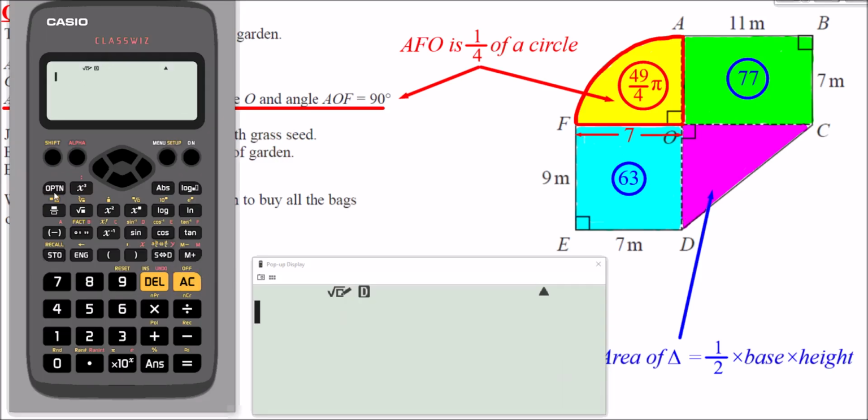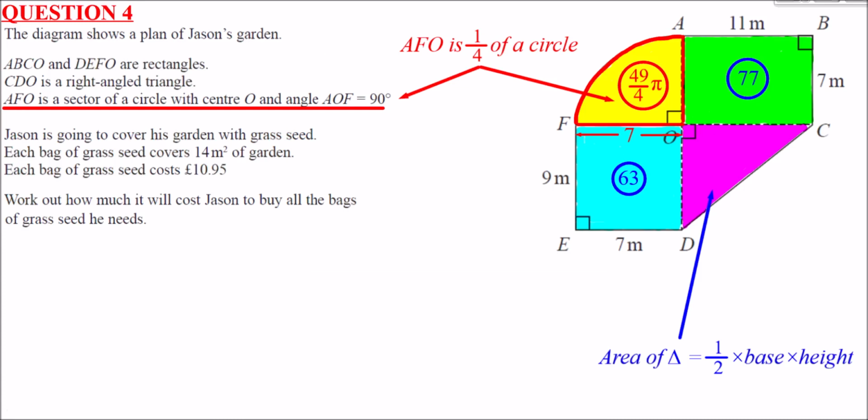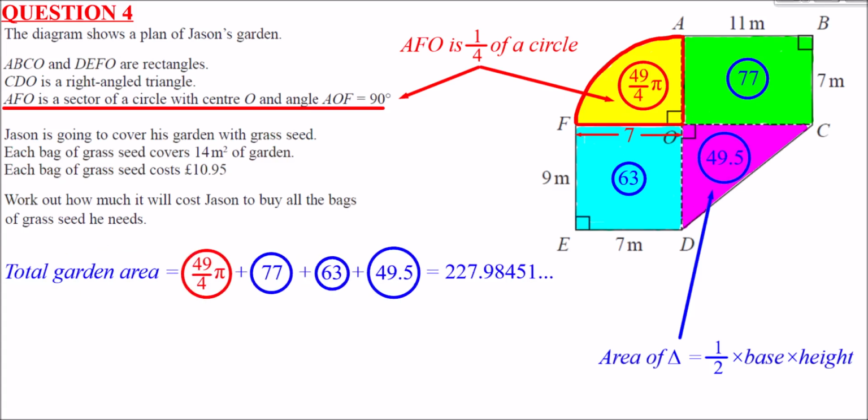Or, using the formula I've just written down, in fact, I'll stick to my own words. Half times base, so 11 along, times a height of 9. That's going to give us 99 over 2, or 49.5. So the total area of this garden is going to be all these different areas added together. If you do this on your calculator, 49 over 4 pi plus 77 plus 63 plus 49.5, what you should find is the total area of this garden comes to 227.98 blah blah blah meters squared.